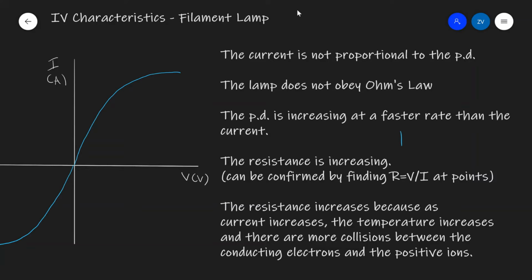You can think of it this way, because R is equal to V over I, if the voltage is going to increase at a faster rate than the current, overall the resistance will be increasing. This can be confirmed by calculating R is equal to V over I across a few different points, should you need to do so in an exam. Additionally, the resistance will be increasing because as the current increases, so does the temperature, and there are going to be more collisions between the conducting electrons and the positive ions.